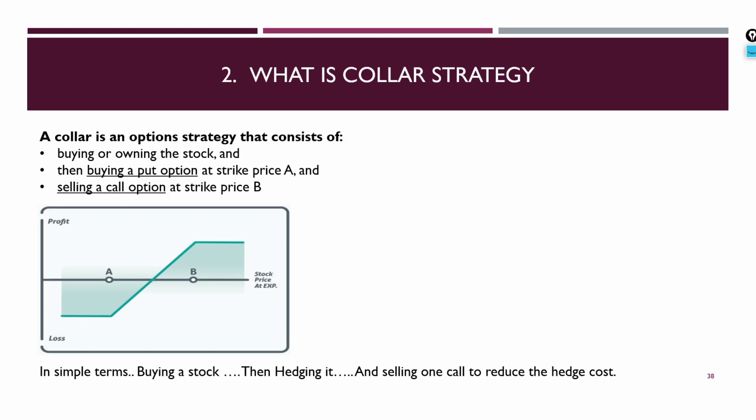So the collar strategy consists of owning or buying a stock, then buying a put option to hedge it. Now obviously hedging involves cost, so to cover that cost, they sell OTM calls. So in simple terms, buying a stock, then hedging it and selling a call to reduce the hedge cost. Don't worry, we'll understand this with an example.